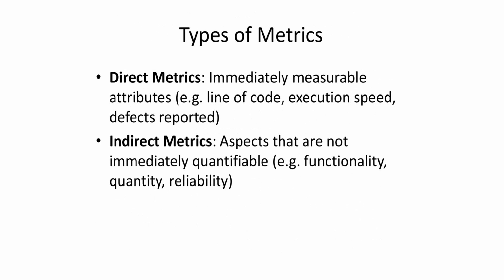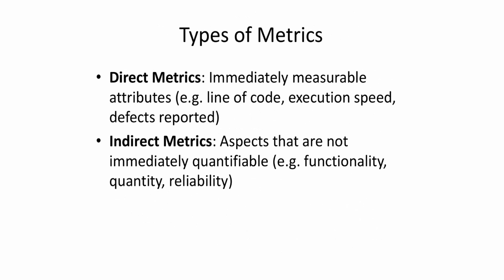But other than this, there are certain attributes which are more abstract in nature and which cannot be measured directly. So they come under the indirect metrics, such as functionality, quality, reliability. Functionality can be good or bad depending upon certain scenarios, certain circumstances, person to person. The quality also varies from person to person.